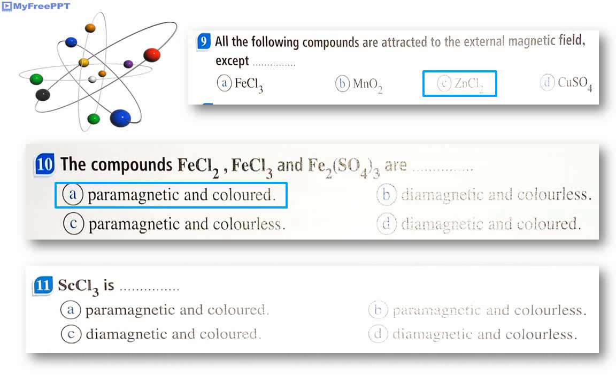Question number 11. Scandium 3 chloride, what do you think about scandium? We have different oxidation states for it. So in this case, it contains a number of unpaired electrons and is also colored. So here we have diamagnetic, not colored, or colorless.